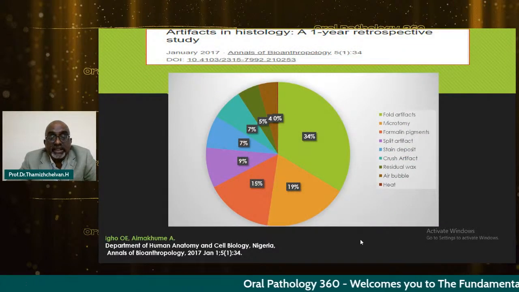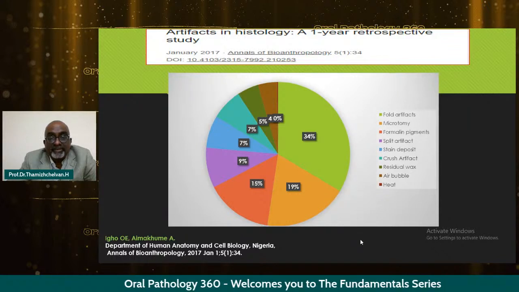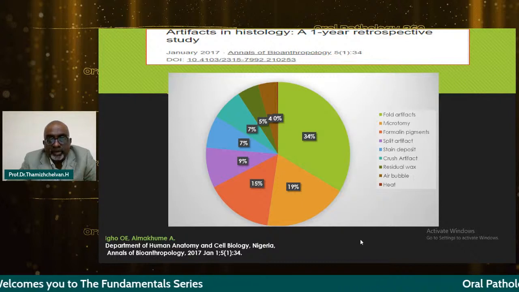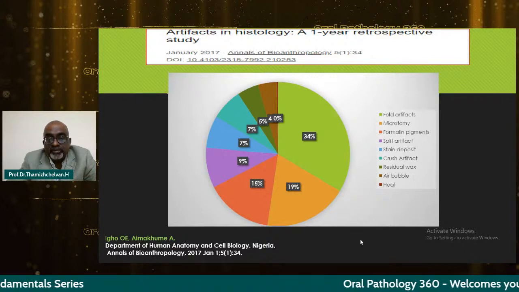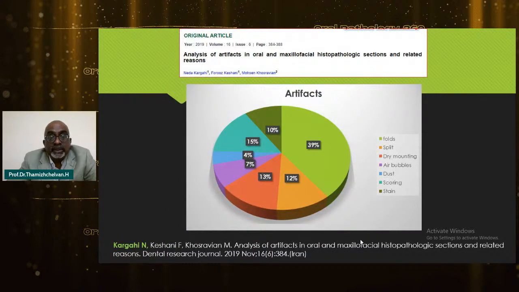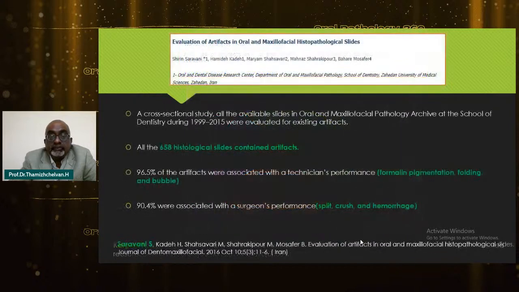This is a study done in Nigeria in 2017. They studied about 255 patients in a one-year retrospective study, where they found the major artifact was fold artifact and the minor one was heat, at 1%. This was done by the Department of Human Anatomy and Biology. Also, a study from Spain, taken from general practitioners and oral surgeons, found that the major problem occurred in 39% of artifacts.